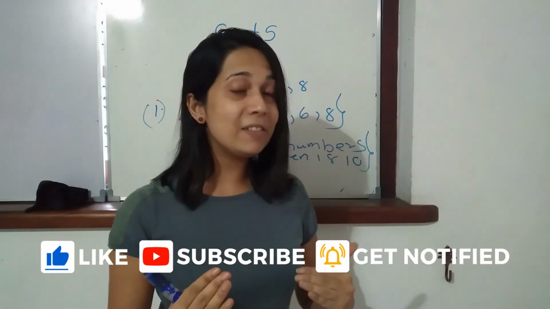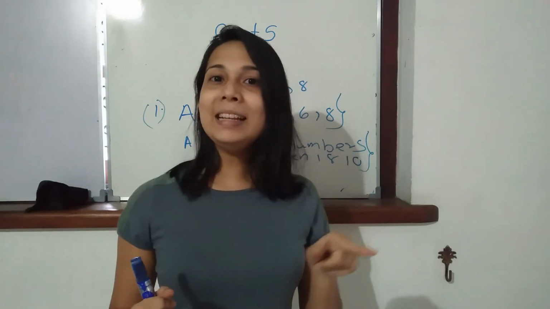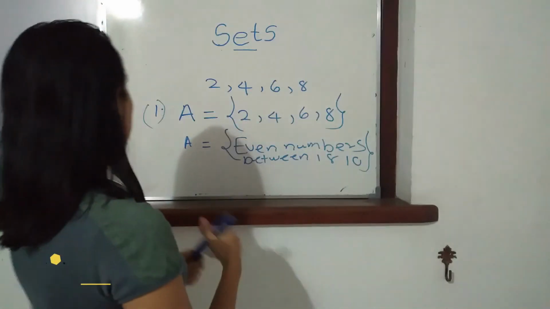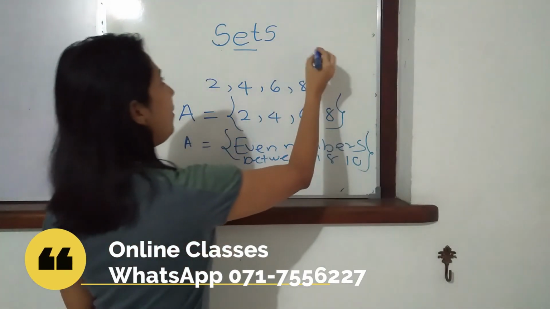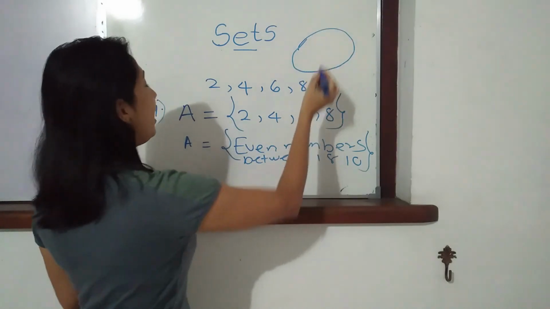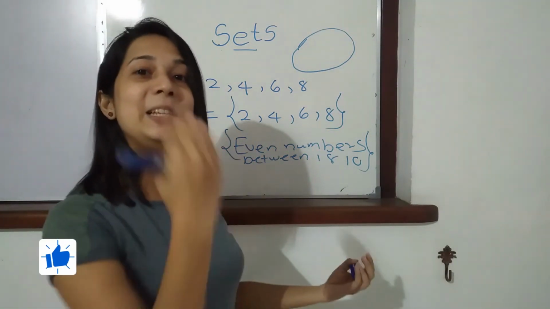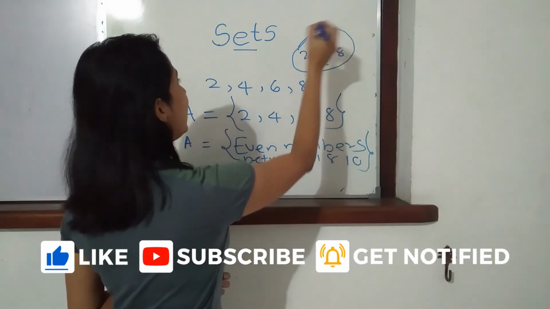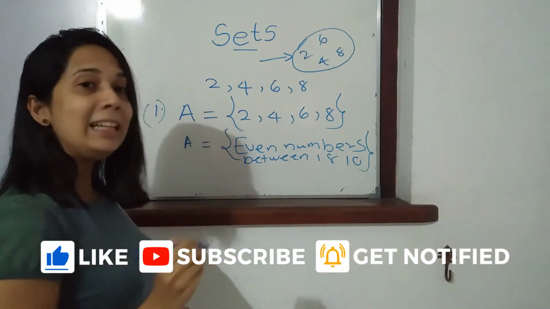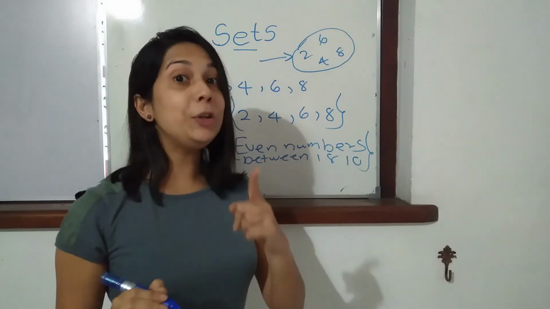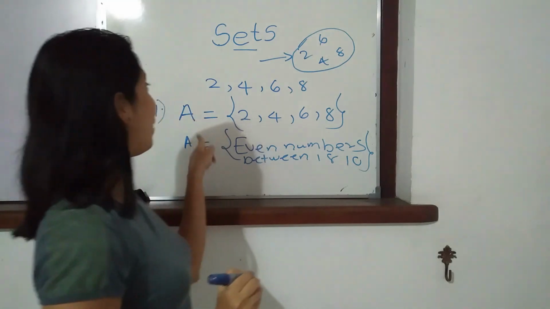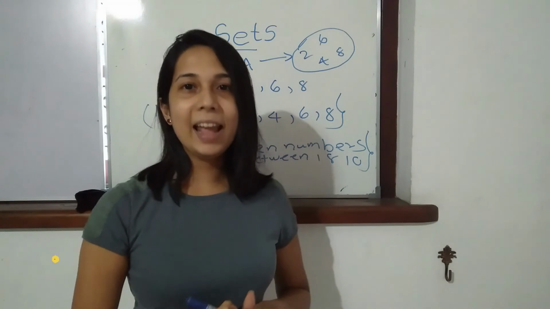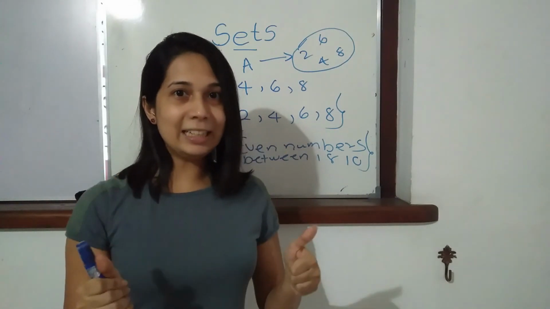And what is the last way? The last way is using a Venn diagram. Here I am drawing a Venn diagram. Then we can put our elements into it: 2, 4, 6 and 8. And name it using the capital English letter you used to name this set, here A. So, did you get it?